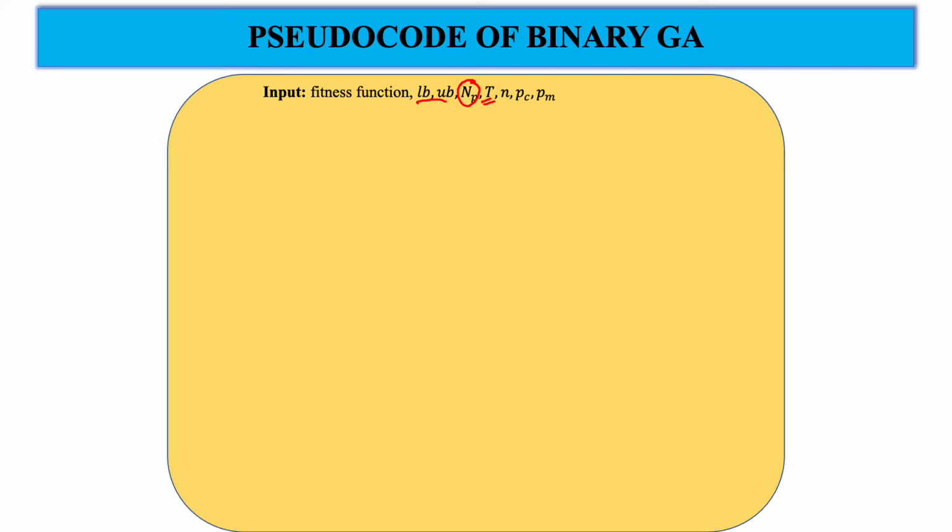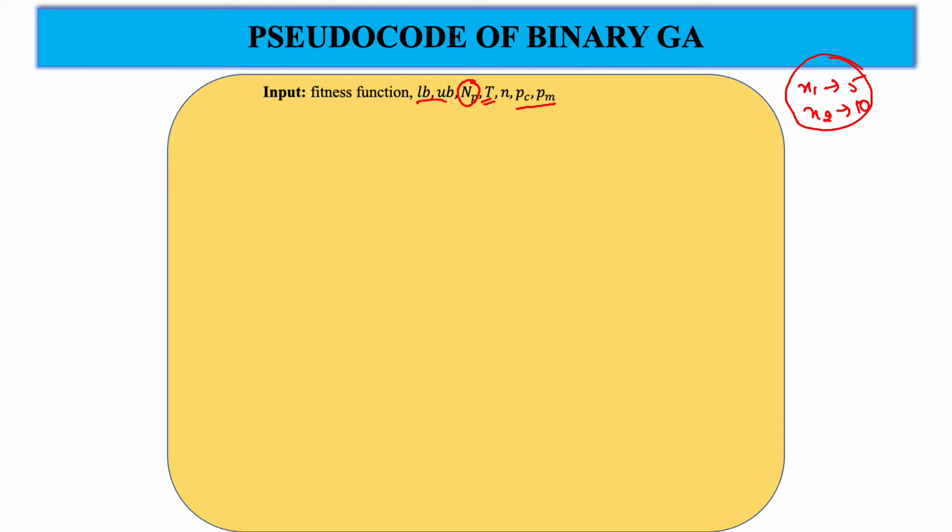Then n is the number of bits with which we are going to represent our variable. Okay, for simplicity here we are giving n, but each variable can have different lengths, like x1 can have a length of 5 bits or x2 can have a length of 10 bits. That is totally up to the user in which way they are going to define their variable. Then we are going to define the probability of crossover and the probability of mutation.